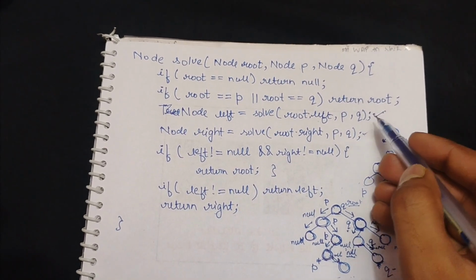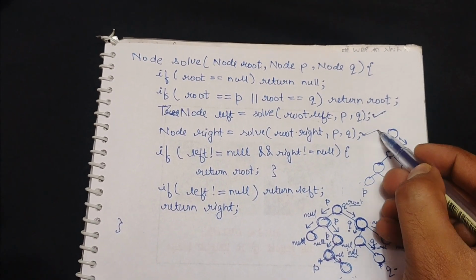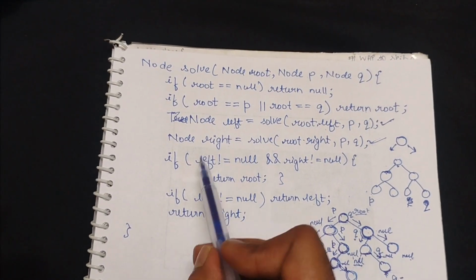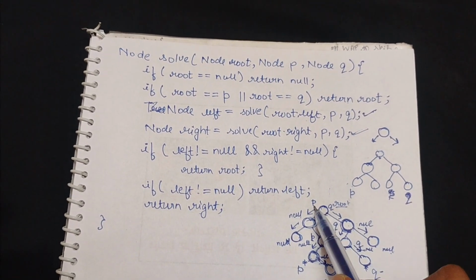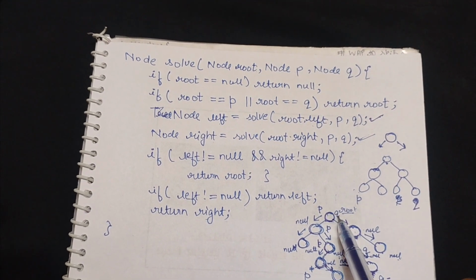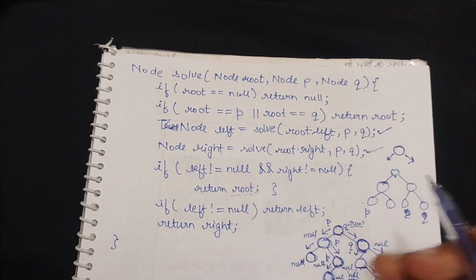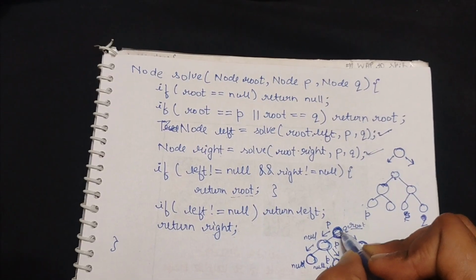Now root has executed this line as well as this line. It will check the conditions. Are both not equal to null? Is left not null and right not null? Yes, in left we have p, in right we have q, so it will return root. So our answer is q.